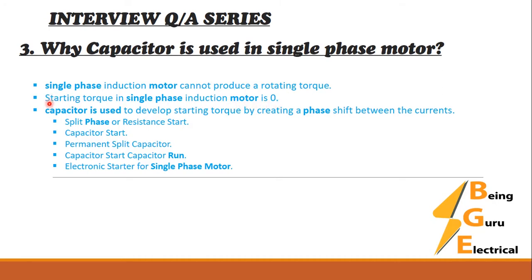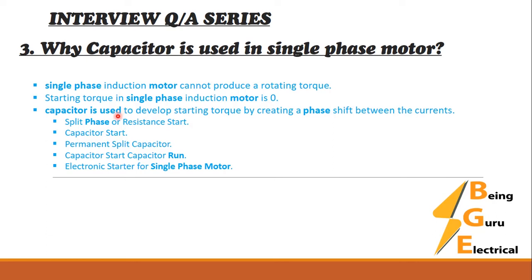So for this splitting we use a capacitor. The capacitor is used to develop starting torque by creating a phase shift between the currents. So we create a phase shift, so in that case we have two currents or two phases. This can be achieved by adding the capacitor in the winding.